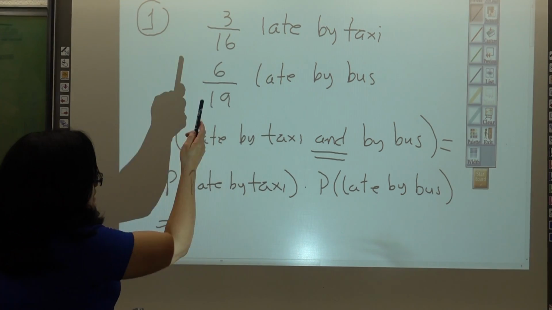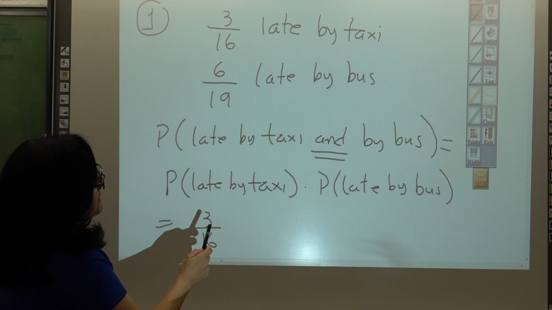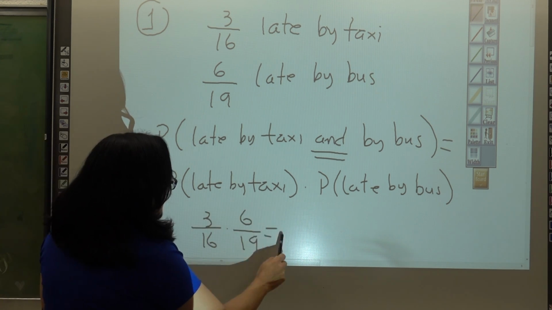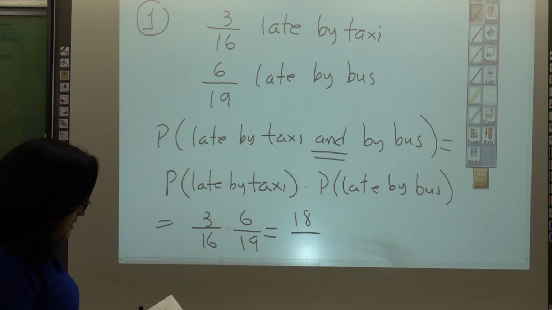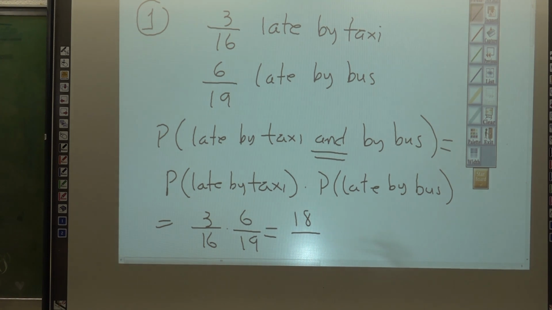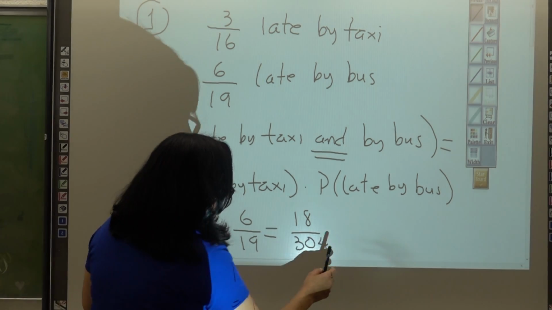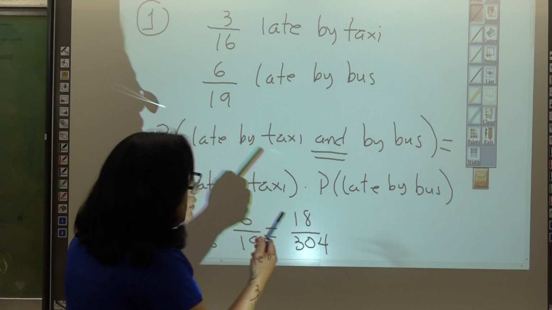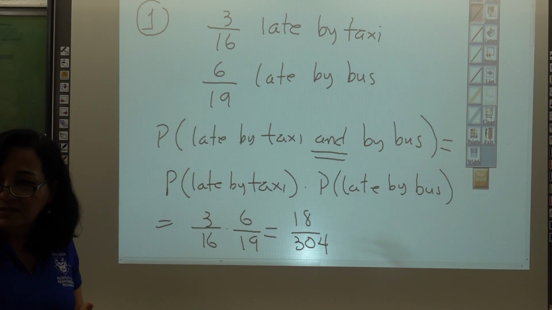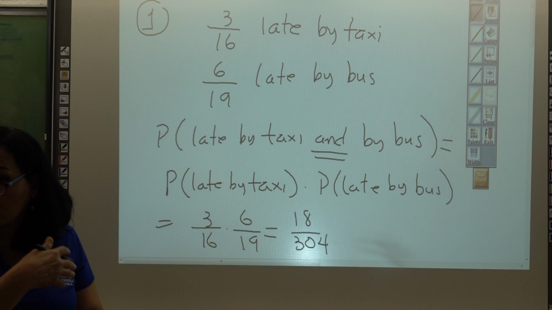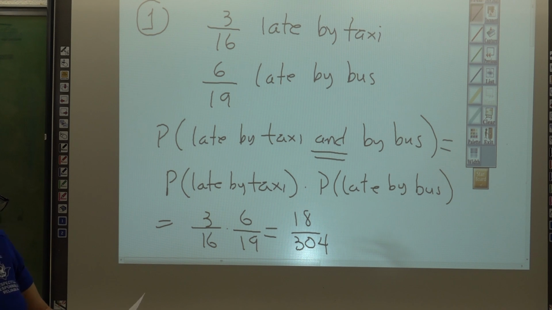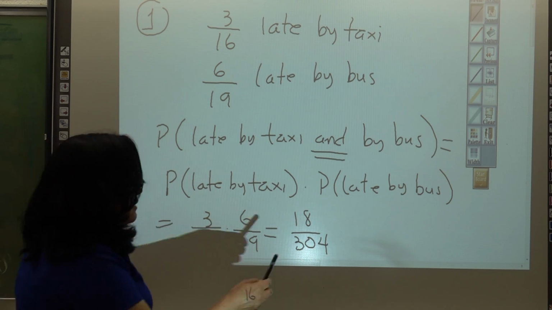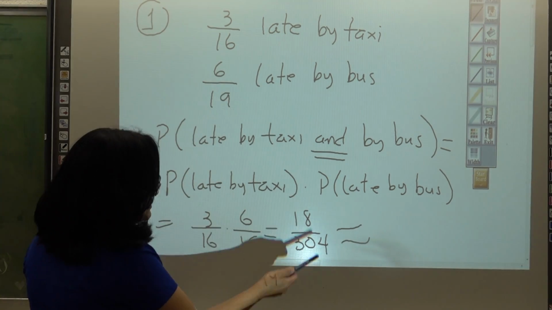So the probability is given by 3 out of 16 times 6 out of 19. You multiply across, these are fractions, 3 times 6 is 18, and 16 times 19 gives us 304. And then if it's asking you to give the answer as a fraction, that's the answer, right? Don't forget to simplify the fraction. But if asking you to write it as a decimal or percent, you divide this over this.